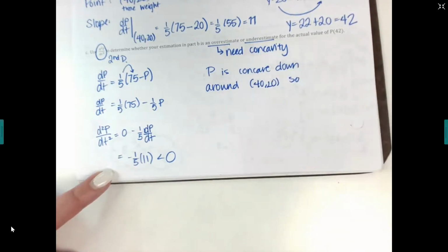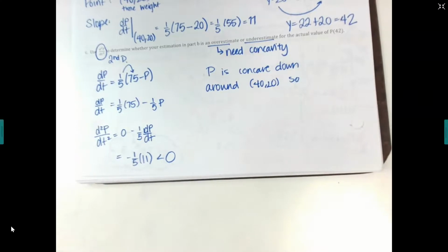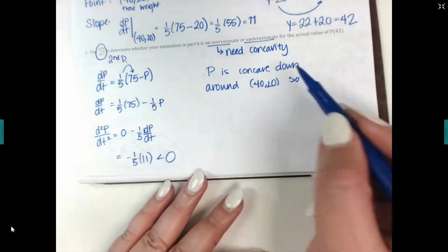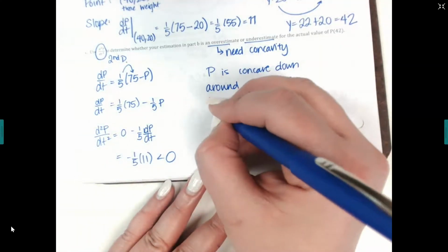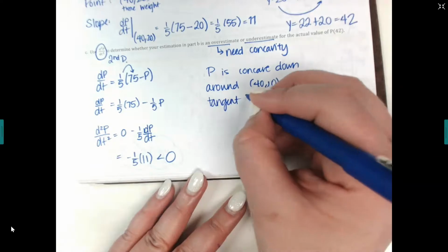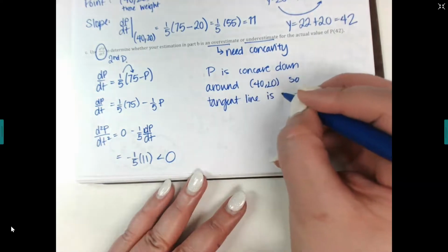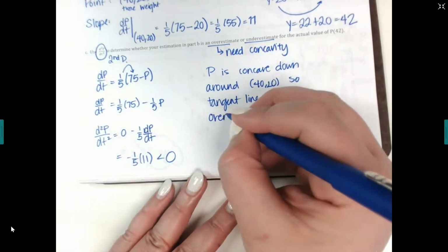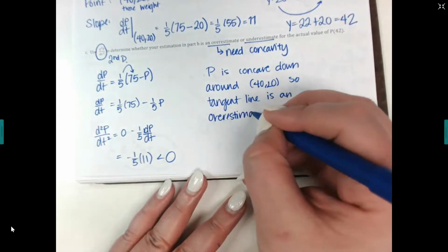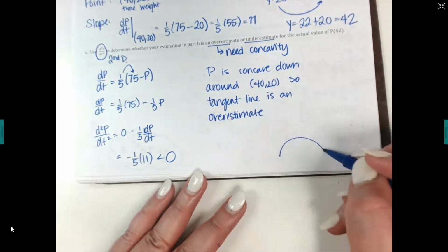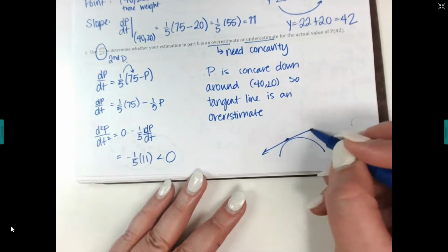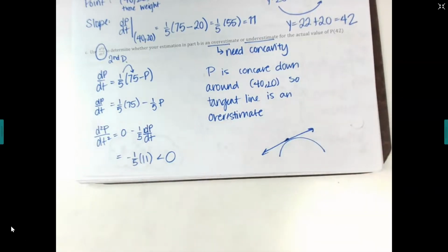So, where is the tangent line on a concave down graph? Above. And remember, you can draw the picture, but that doesn't count. You have to explain it. So you would say p is concave down around the point, so the tangent line is above. I'm going to put it's an overestimate, but you could say it's above the actual value. Concave down, your tangent line will always cut above where the graph is. Does that make sense? Yeah.